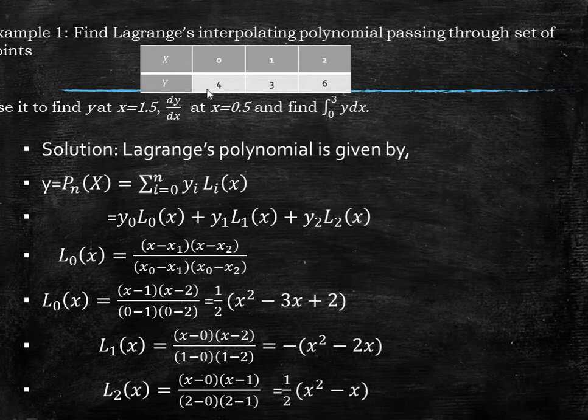Now we have the values y0, y1 and y2. Also we have the values L0 of x, L1 of x and L2 of x. We just have to put those values here. So after putting those values, we get directly Pn of x. That is our Lagrange's interpolating polynomial.